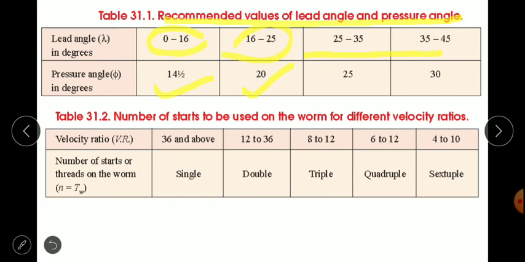And second is about velocity ratio. The start of threads depends on the velocity ratio. That is, at 36 and above we have a single start thread, 12 to 36 we have a double start thread, and it continues. So this is again from Khurmi-Gupta.